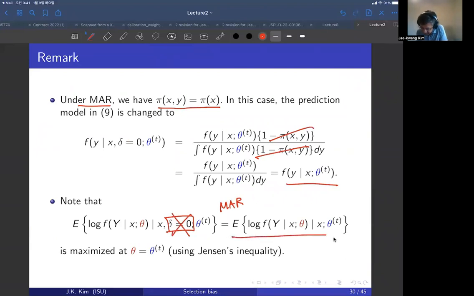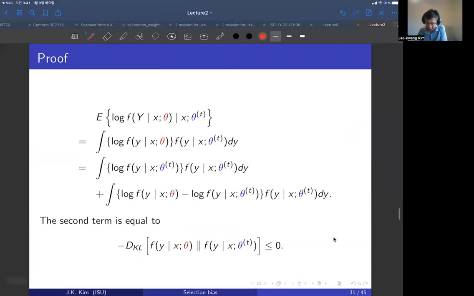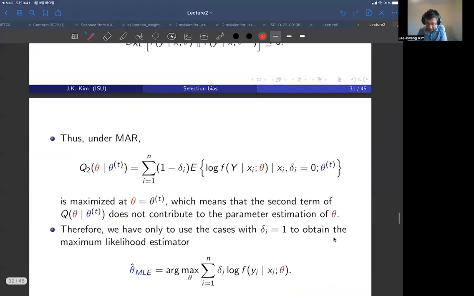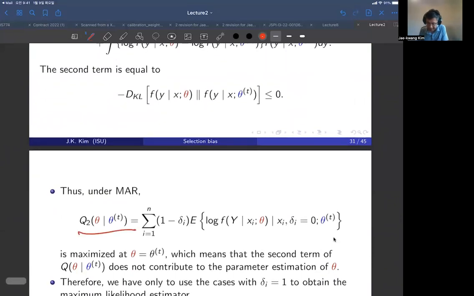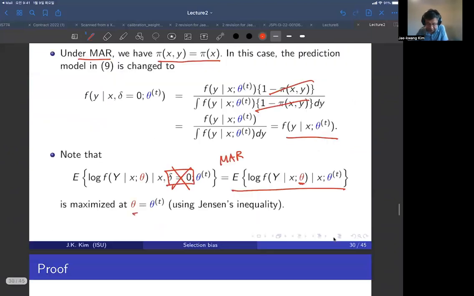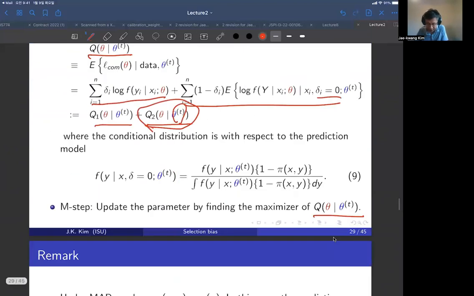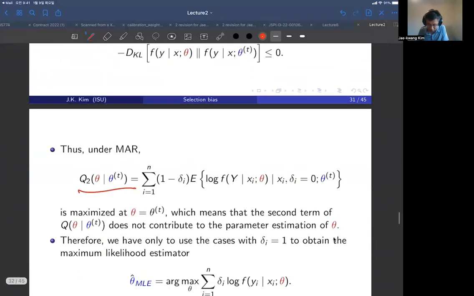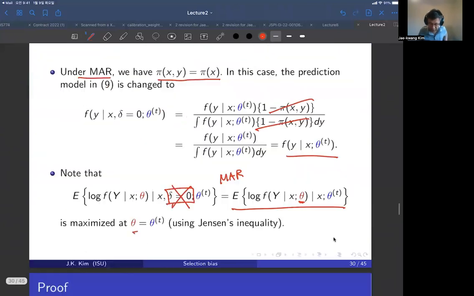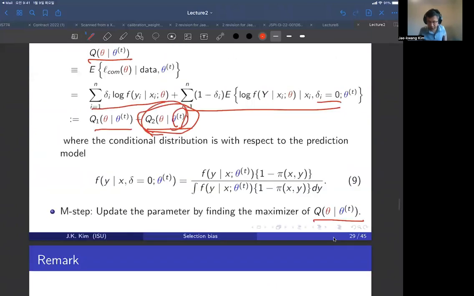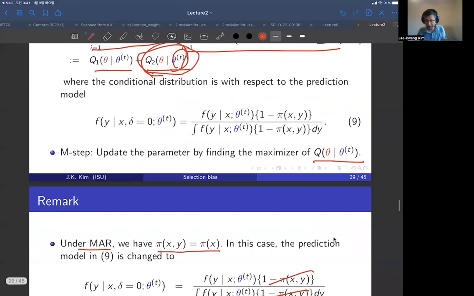And then the maximizer of this is actually the same thing, using some Jensen's inequality. I have a proof. So that means your Q2 term, if you remember this Q1 and Q2, right? The maximizer of the Q2 term doesn't update. So we don't have any update for the second component of Q. It doesn't really contribute because it doesn't really have information.